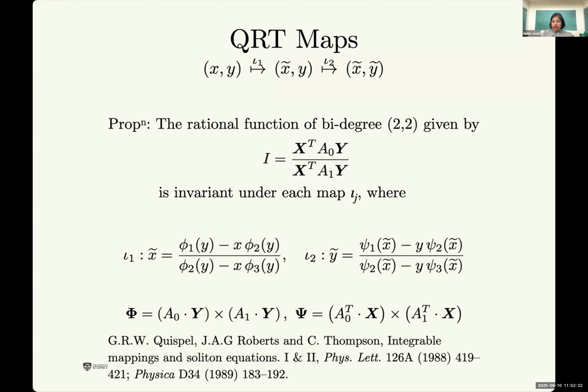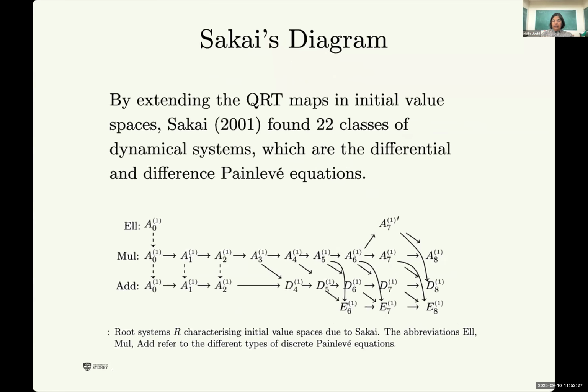So this story was hugely influential, and it was generalized by Sakai at the University of Tokyo in 2001. By generalizing it through algebraic geometric descriptions, he found 22 classes of systems, which include the differential Painlevé equations and the discrete Painlevé equations. So the example I gave earlier, the first Painlevé, is right down here in the bottom right corner. These represent the root systems that correspond to the structure of the initial value space.